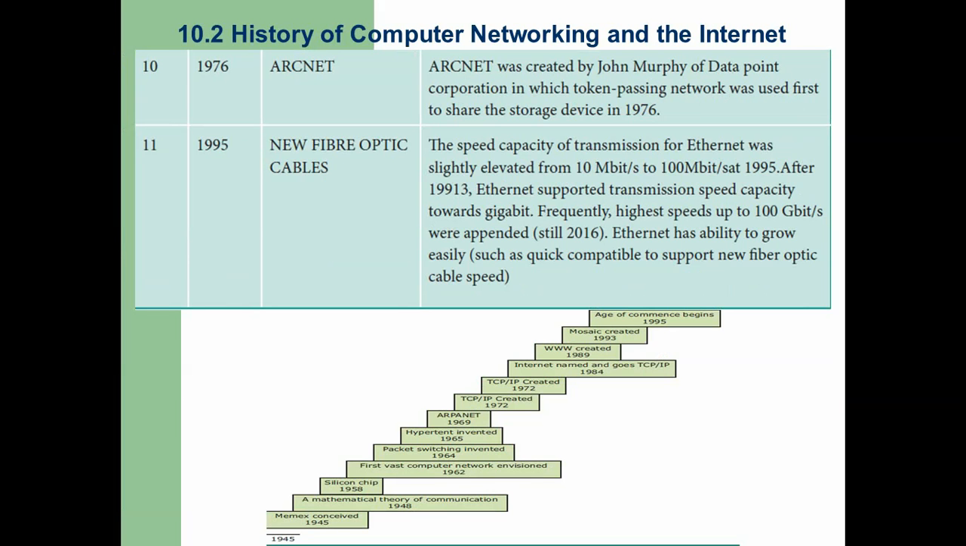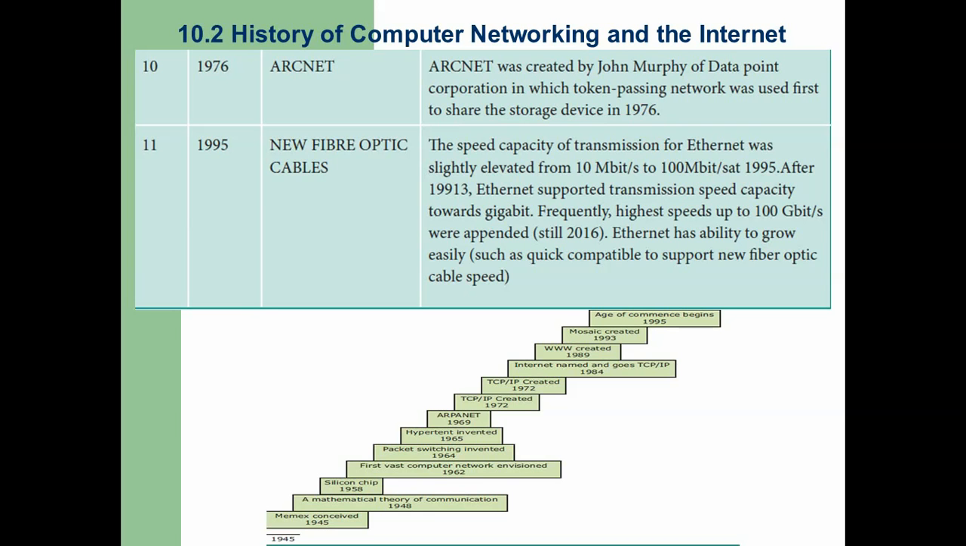After that, in 1995, new fiber optic cables, which we are now using for 3G, 4G, and 5G networking, slightly elevated the transmission speed capacity of Ethernet from 10 megabits to 100 megabits per second. After 1995, Ethernet supported transmission speed capacity towards gigabit. Eventually, speeds up to 100 gigabits were applied by 2016. Ethernet has the ability to grow easily.